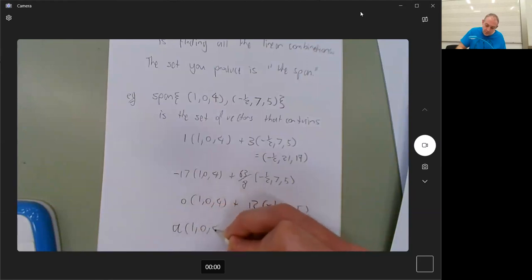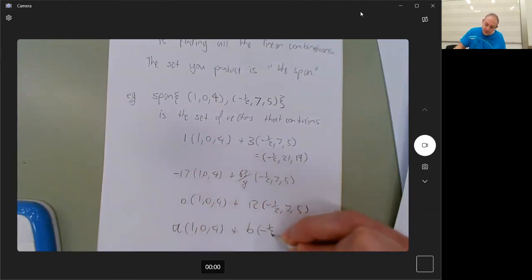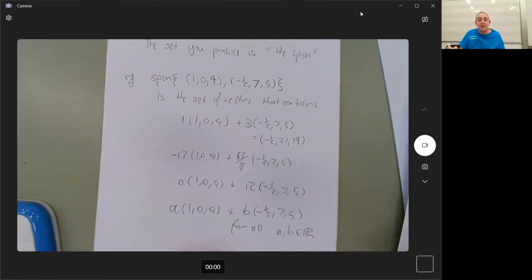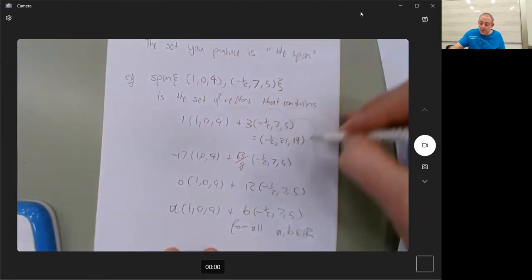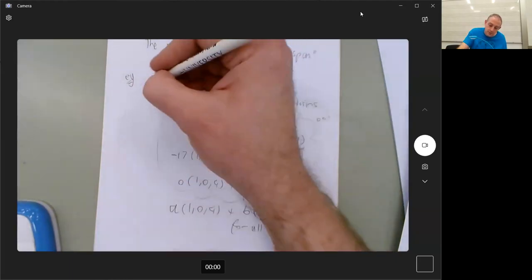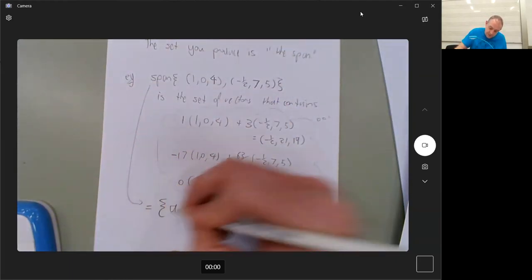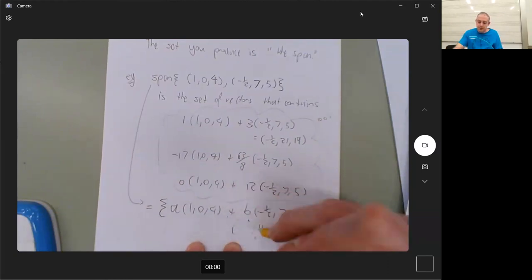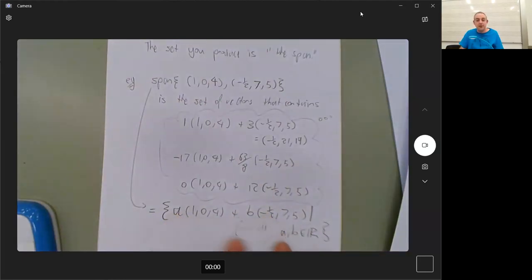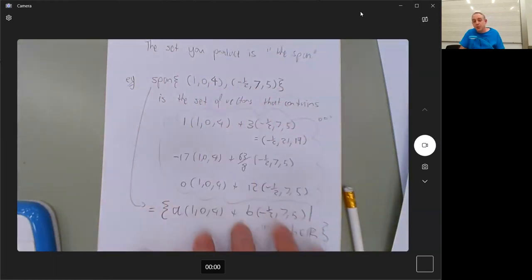Something times 104 and something times -0.5, 75 for all A and B in R. That is the definition. So this is what I'm thinking. These are examples. This is in fact equal to the set of this, given that A and B are in R. This span here is short for this.